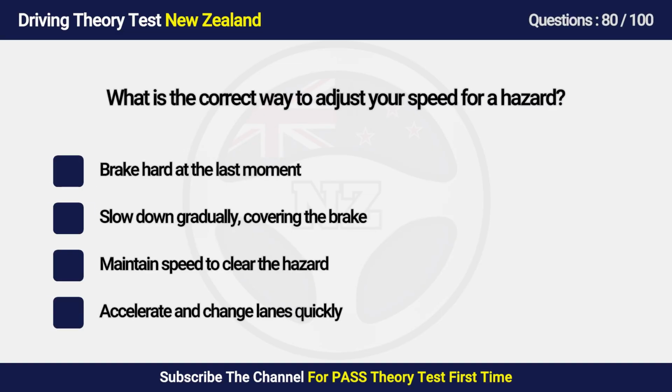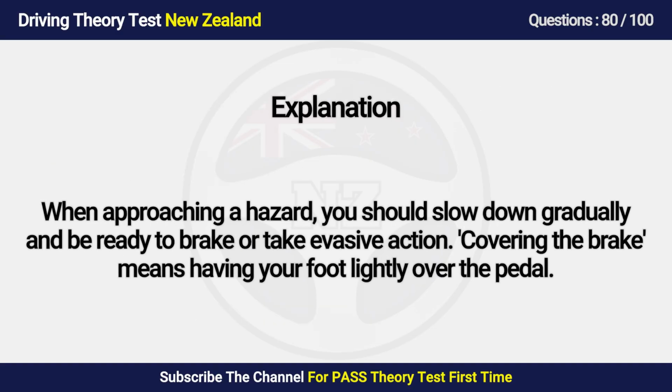Question 80. What is the correct way to adjust your speed for a hazard? A. Brake hard at the last moment, B. Slow down gradually covering the brake, C. Maintain speed to clear the hazard, D. Accelerate and change lanes quickly. Answers is B. Slow down gradually covering the brake. When approaching a hazard, you should slow down gradually and be ready to brake or take evasive action. Covering the brake means having your foot lightly over the pedal.